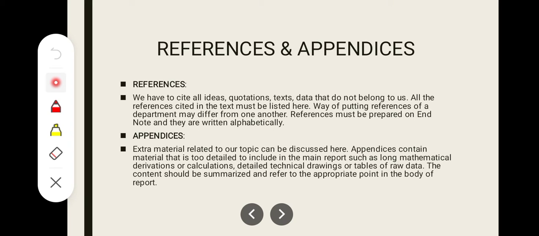References and appendices. References include all the material which we have taken while doing research, while writing thesis. We have to cite all ideas, quotations, texts, data that do not belong to us. Like we have to give credit to all those researchers. Appendices include extra material related to our topic that can be discussed here.